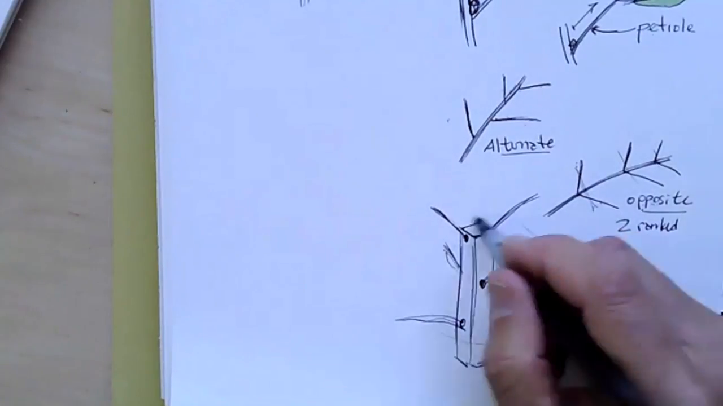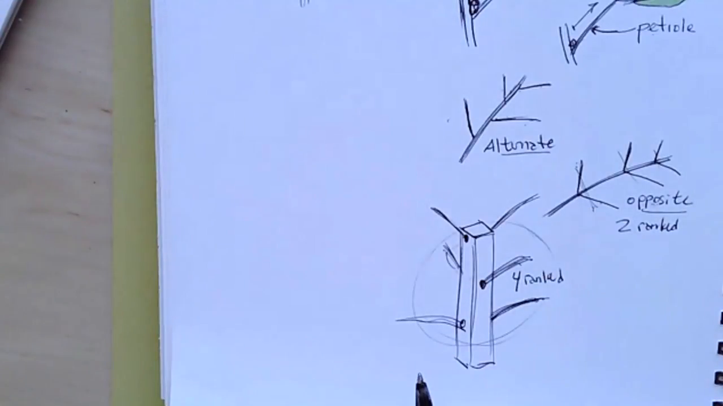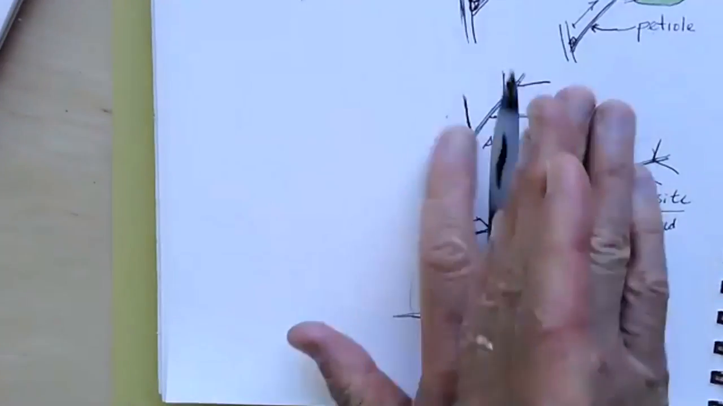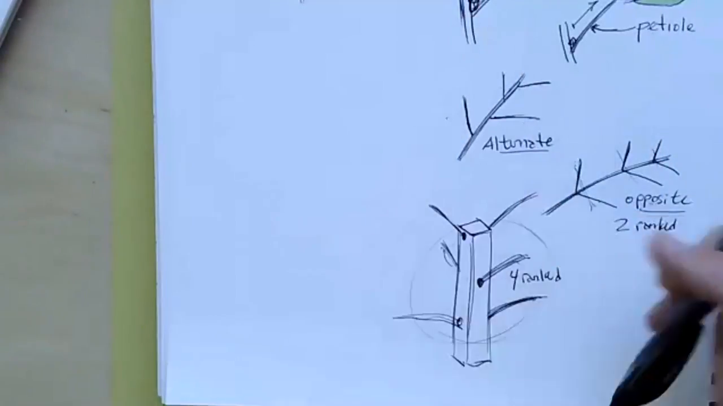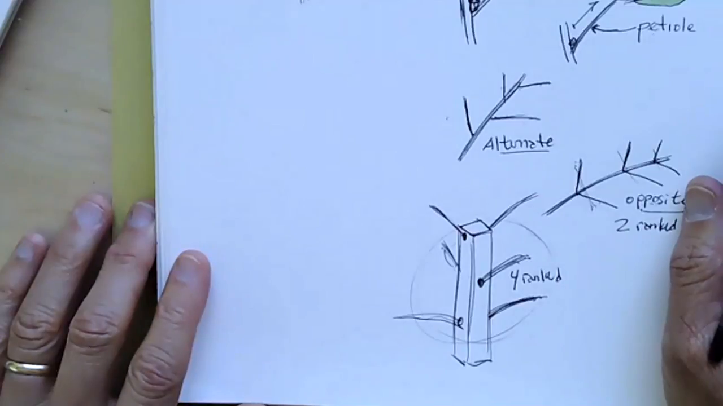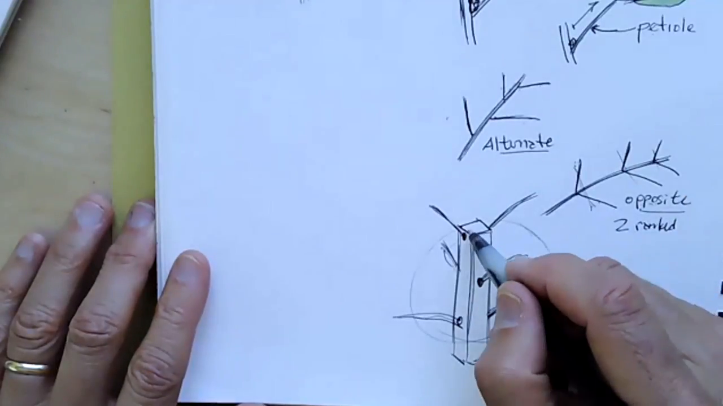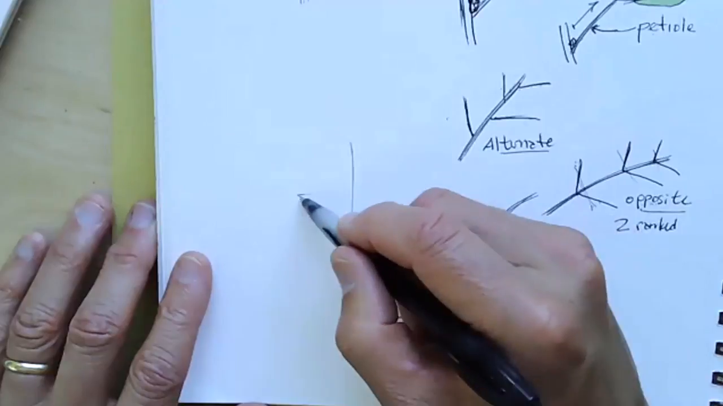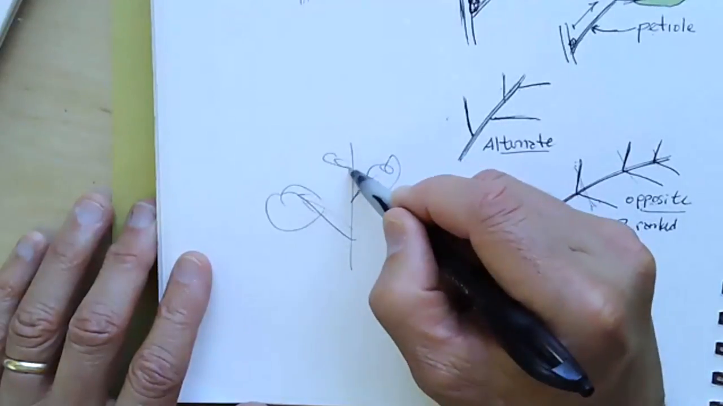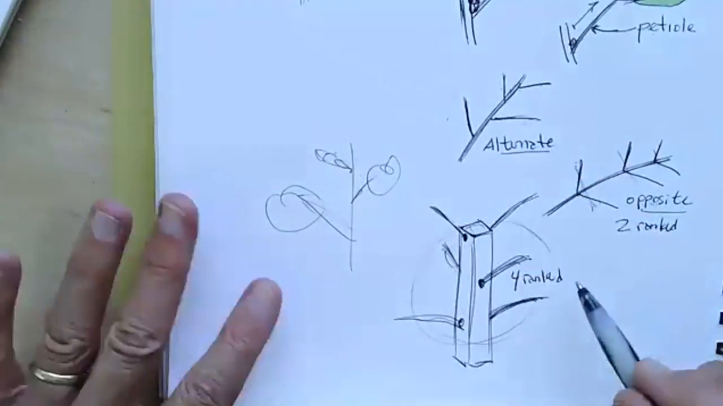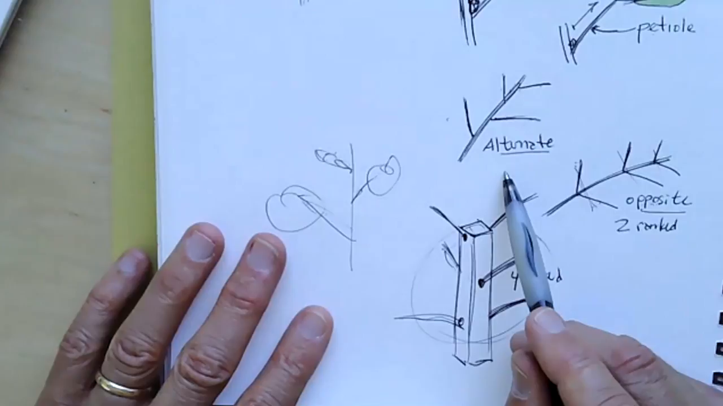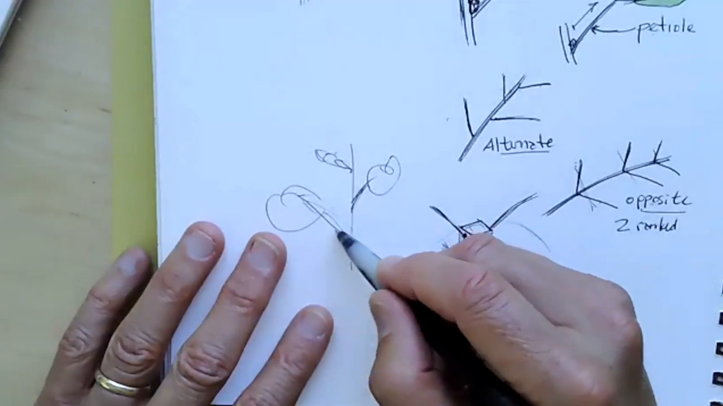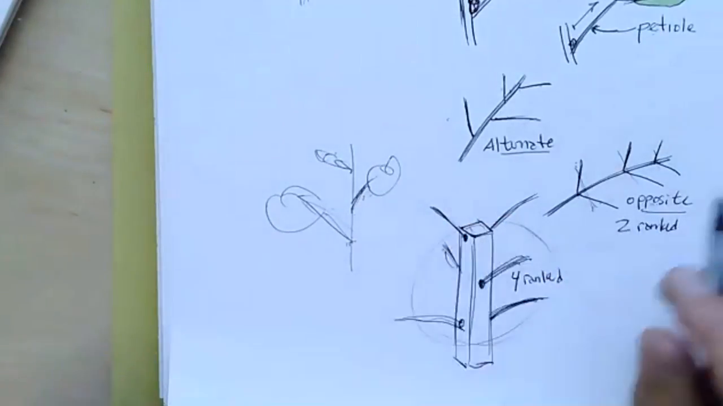This four-ranked arrangement is what you see in the mint family. So you'll see these opposite leaves coming out, but first one will be this way, then the next one this way, and then this way, and then this way. When I got started drawing plants, I would just randomly look at the shape of the leaf and put one in and then put another leaf in and not really pay attention to how they were doing it. Now, knowing that plants are particular about how they set this up, I will really look at the plant and I'll put in the leaves in the direction that they're coming out.